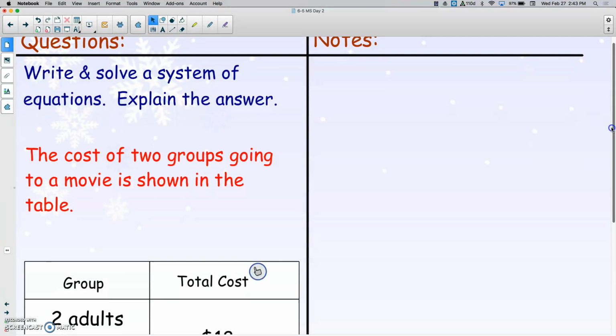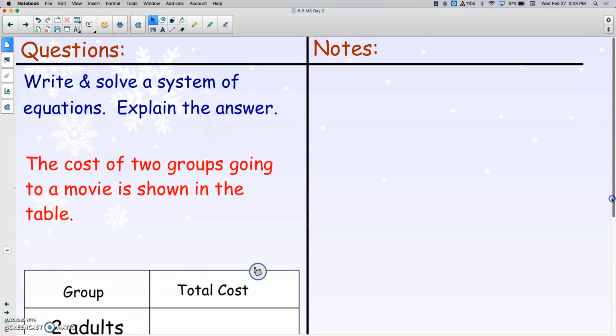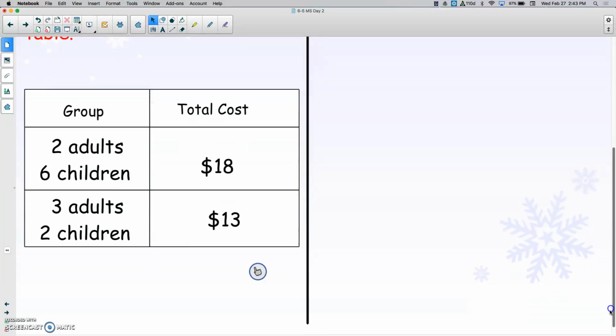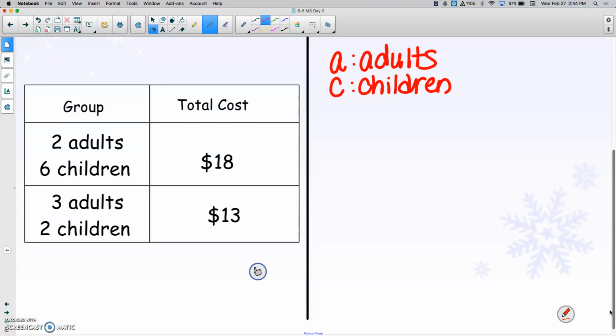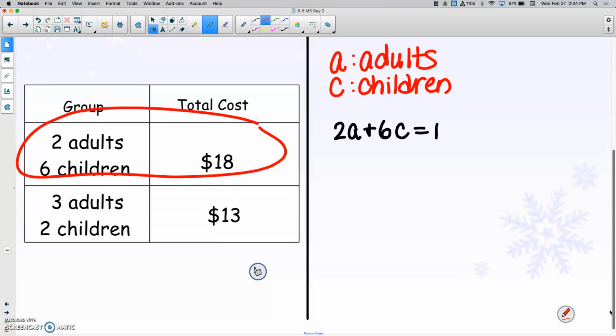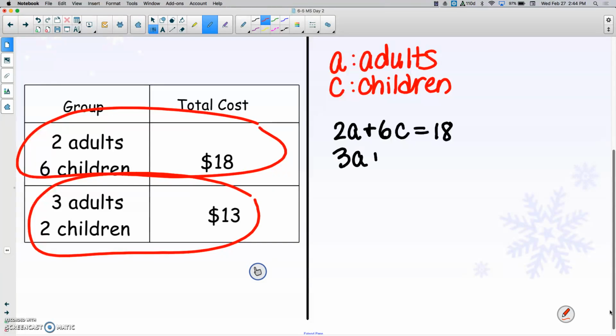Last example. Write and solve a system. So this one has 2 groups. So remember, each group going to the movie gets its own equation. A is going to represent adults. And then C is children. So the first one is 2a plus 6c equals 18. And then the second one, 3 adults and 2 children equals 13.